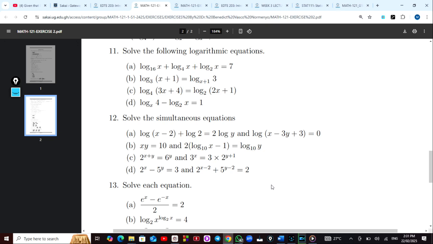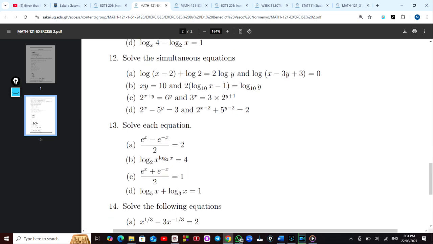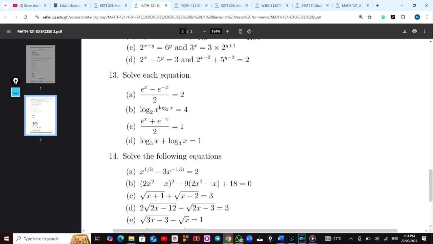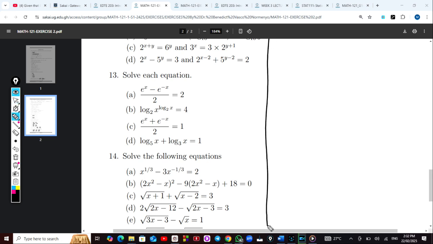On this tutorial we are going to answer question 13. Question 13 deals with e and the natural log, so we are going to find it on this tutorial. Let me answer A and B, and with that you can also answer C and D. So we are starting with A.